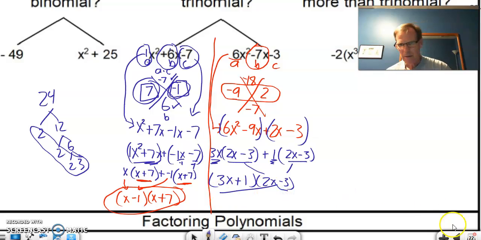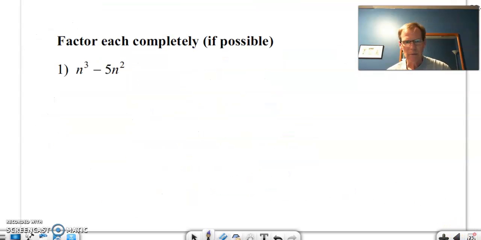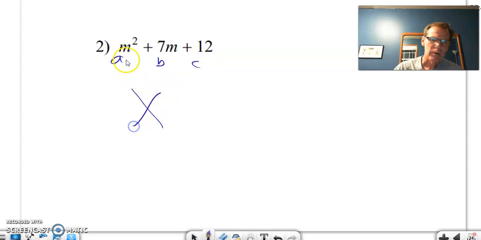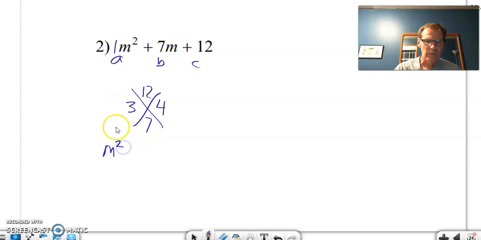All right, and I'm going to jump ahead real quick. You can stop if you feel comfortable and want to give it a try. But take a look at this example, A, B, and C. A times C is 12. The B value is 7. Two things to multiply to give 12: 3 and 4, and they do add to 7, so I'm going to write the original expression over as m squared, not plus 7m, but plus 3m plus 4m. I busted up the B term, the middle term, and then plus 12.